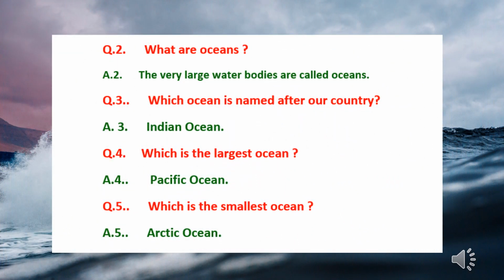Question 2. What are oceans? Answer. The very large water bodies are called oceans. Question 3. Which ocean is named after our country? Answer. Indian Ocean. Question 4. Which is the largest ocean? Pacific Ocean is the largest ocean. Which is the smallest ocean? Arctic Ocean is the smallest ocean.